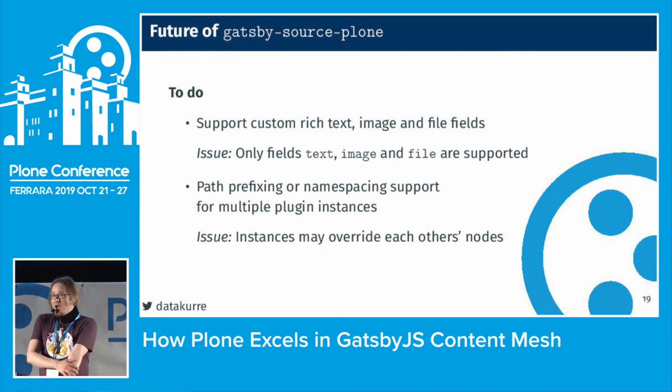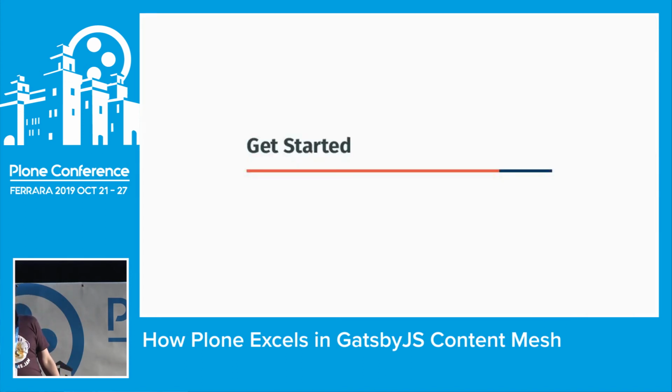And in Gatsby, you can use the same plugin multiple times. And that kind of works for Plone. You can have multiple Plone plugins having content from different Plone sites. But currently, they all go in the same namespace and can override each other. We know how to fix that, but it would just be a lot of work. So it can be done if required, but needs someone to do that.